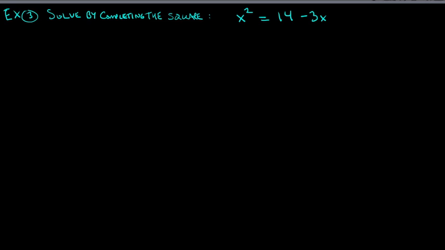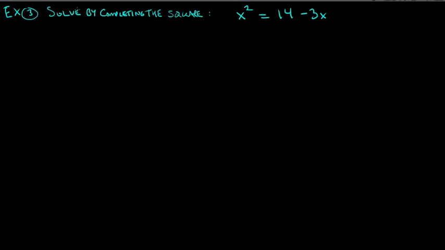Okay, so example 3, we want to solve by completing the square. Again, let's follow the directions, right? And so let's go back to step 1. Step 1 is to write it in standard form. And in this example, they don't give it to us in standard form, right? Because it doesn't equal 0.